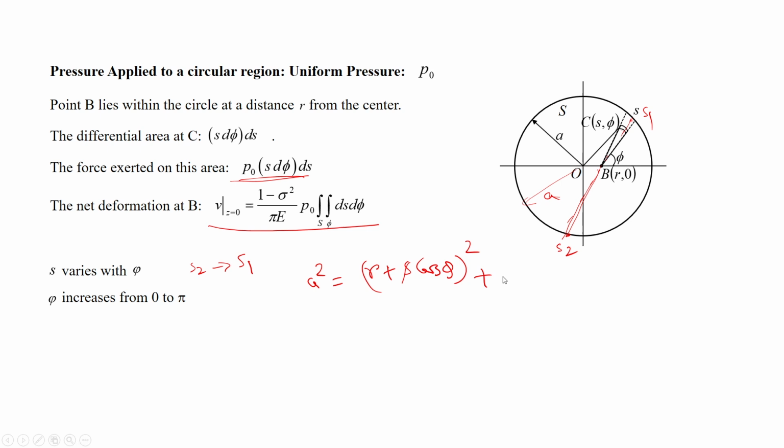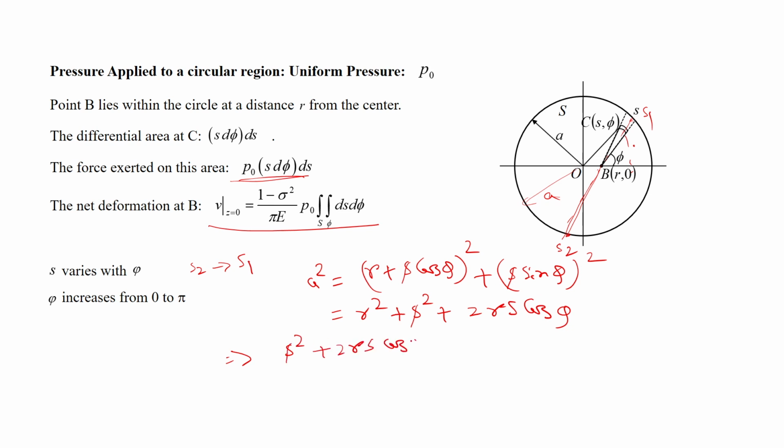plus S sin phi, which is this distance, squared. So the equation is like this. If I expand it, it will be R square plus S square plus 2 R S cos phi. Let me write it differently: S square plus 2 R S cos phi plus R square minus A square is equal to 0. This is a quadratic and I can solve it.